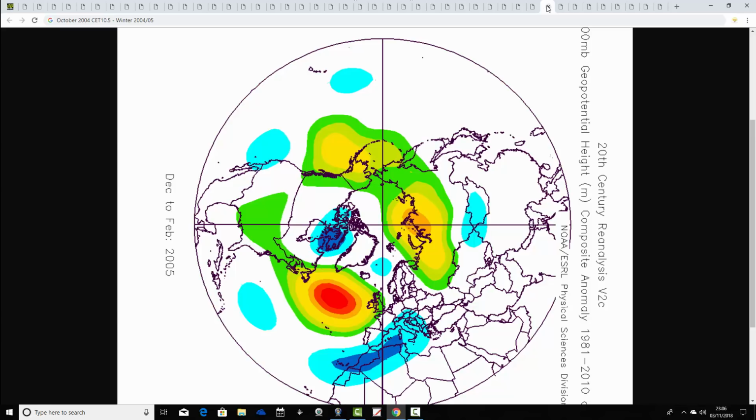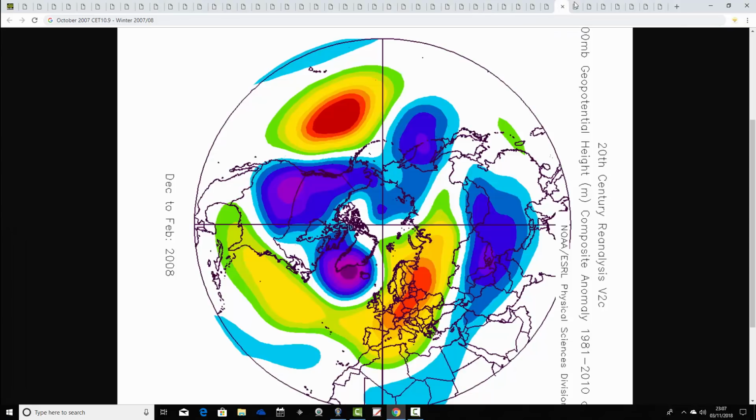October 2004, the CET of 10.5, is followed by the winter of 2004-5, which has above average heights, let's change colour, above average heights out to the west. Overall, I'm going to bring the wind in from the west or from the northwest. That's an interesting winter. It has a fairly mild start, but by the end of it, it does get very cold, late February and into March of 2005.